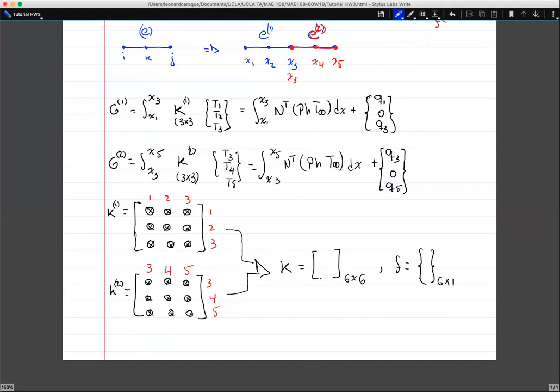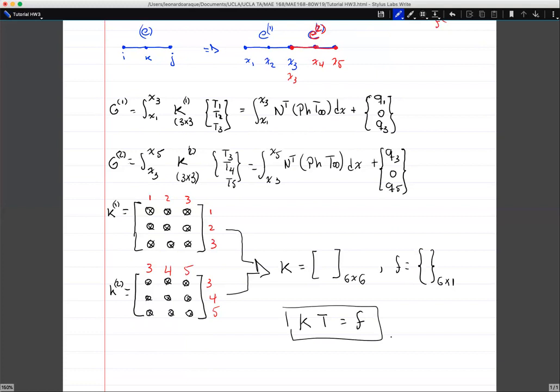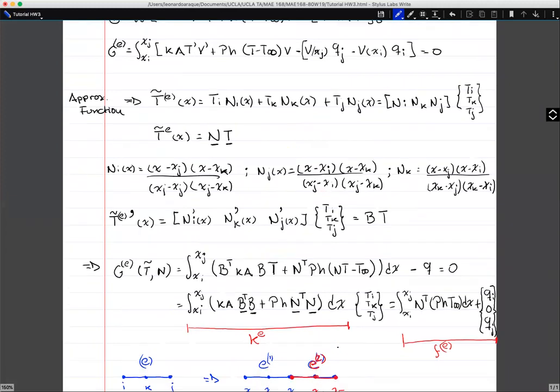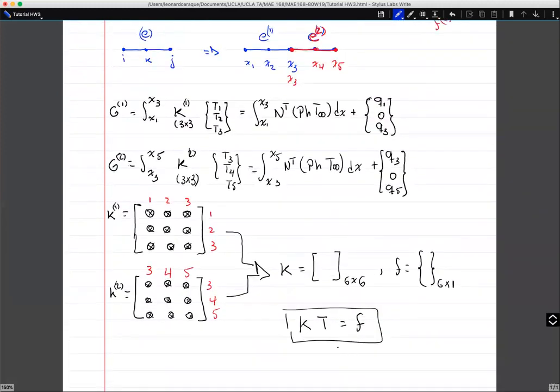And this takes us to the system of algebraic equations, which in matrix form should look like KT equals F, where T is also a vector 6 by 1. All right? So now this is the moment where we impose the boundary conditions. If you follow this procedure, I didn't impose the boundary conditions at the beginning. I just leave it like a general case. And this is what we actually do.